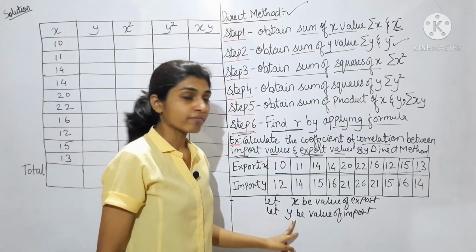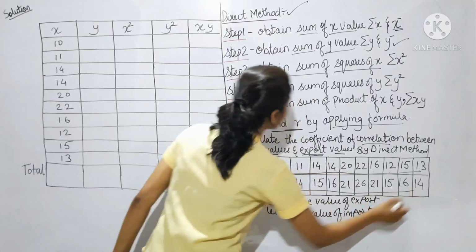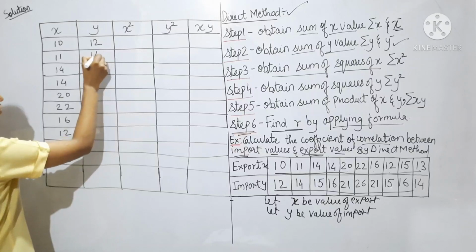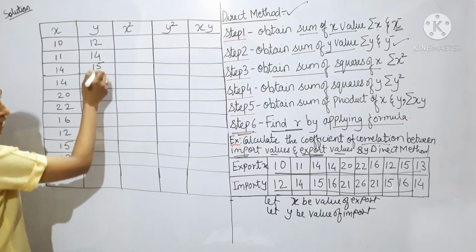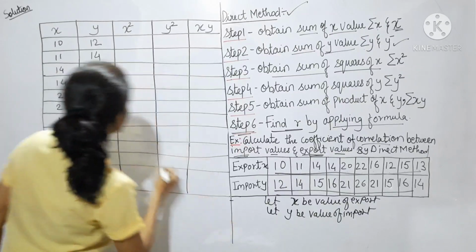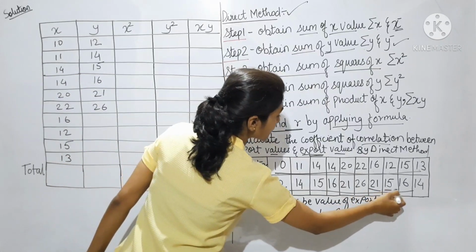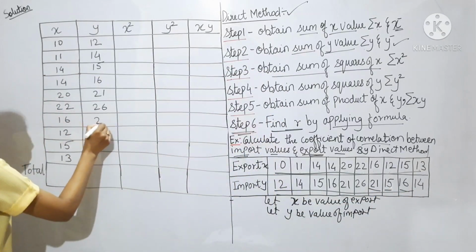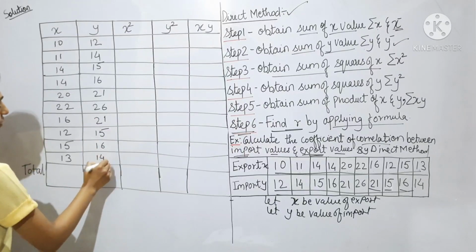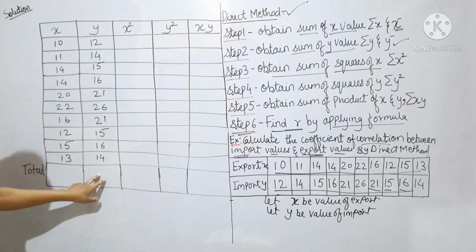Next, import values we have denoted as y. So write all the values of import under the heading y: 12, 14, 15, 16, 21, 26, 21, 15, 16 and 14. Okay, so we have noted down all the values of y also.